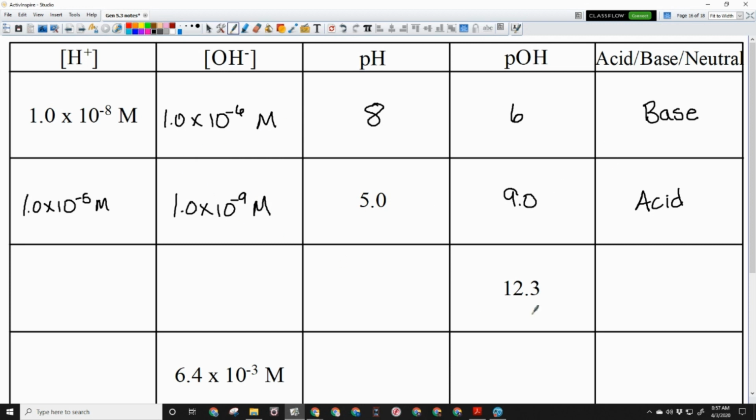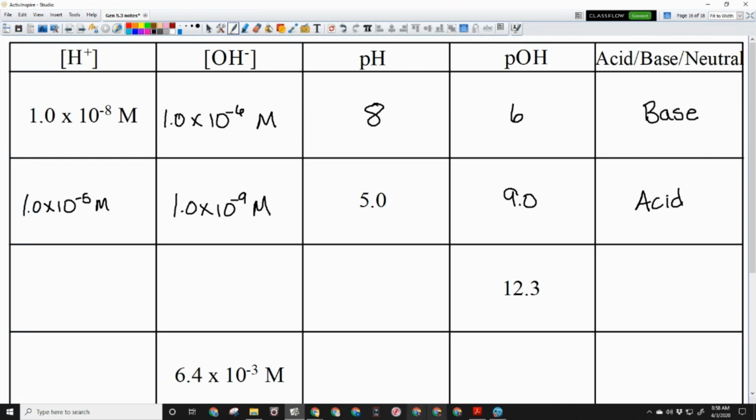Okay. Now, 12.3. This is where we start getting into numbers that are not 1.0, when you have decimals like this for pH and pOH. So let's see how we do that. If the pOH is 12.3, 12.3 and this have to add to 14. So how can we calculate this? Well, take 14 minus 12.3.